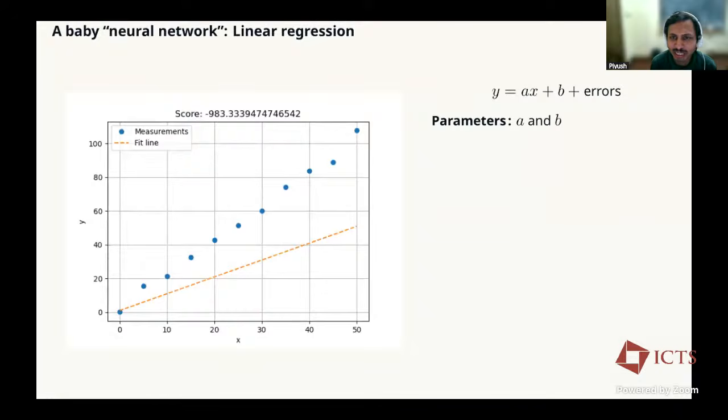You might have seen this already in school: any line that you draw on graph paper like this has an equation. You can write it as y equal to ax plus b. A represents the slope, how tilted the line is, and B represents the intercept. By changing B, you can move the line parallel to itself, but you cannot change its tilt. By changing A, you can tilt the line.